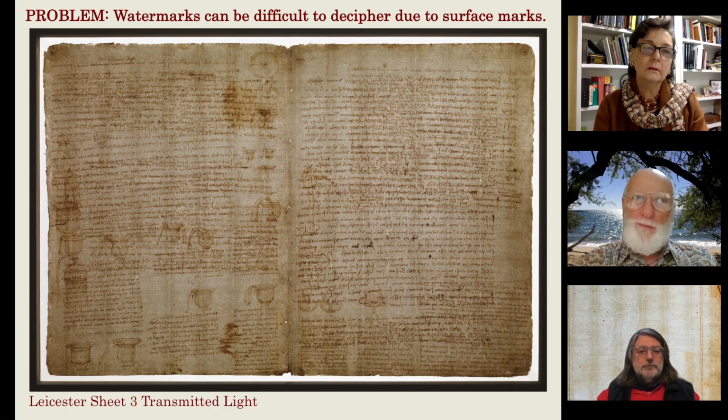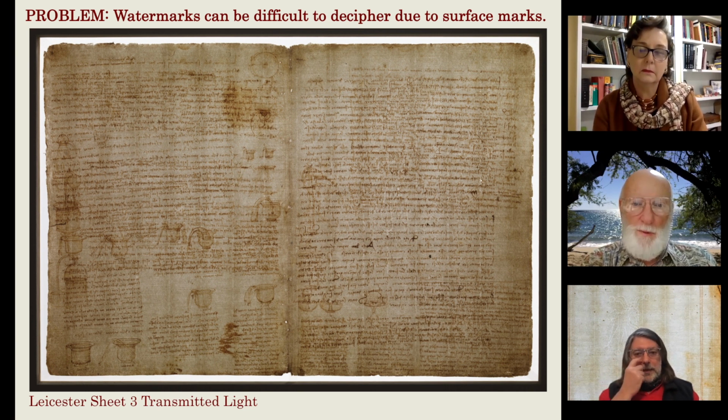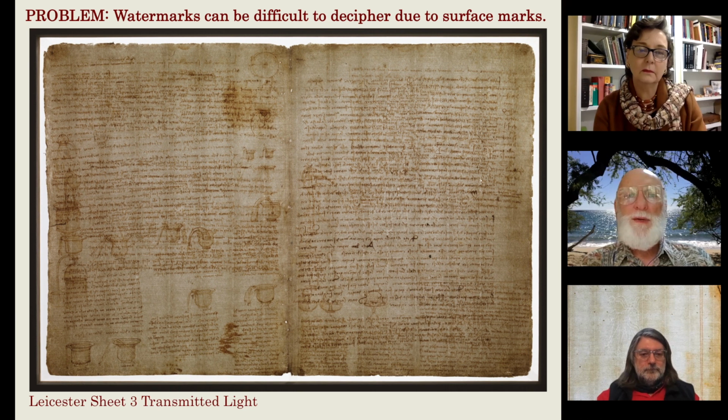Well, it turns out there are some problems with this idea. And the first one is this one. So I'm going to challenge you to find the watermark. It's there. Okay, this is a sheet from the Leicester Codex. Don't try to decipher the writing. It's written backwards, right to left, and it's in Italian. This is a sheet from a Leonardo Codex, the Leicester Codex.